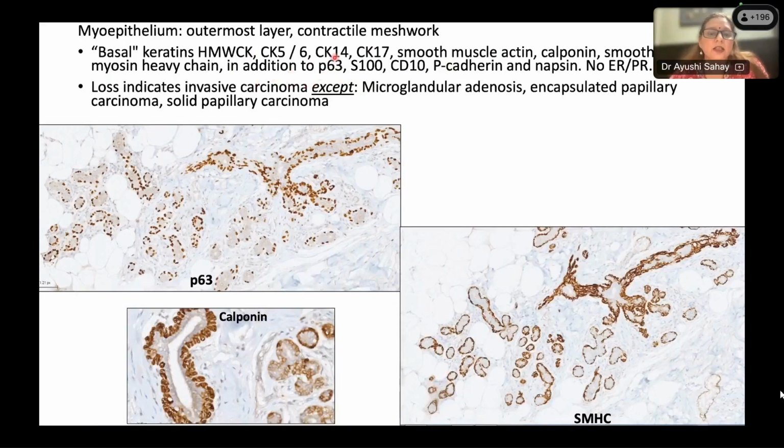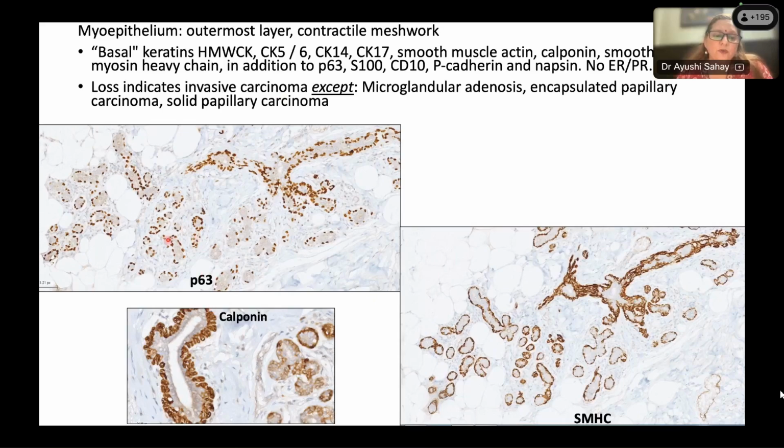Besides this, P63, S100, and CD10 can be present in the myoepithelial layer. So basically, you will be seeing in different classes that loss of this myoepithelial layer is important to diagnose certain lesions, especially invasive carcinoma. So how does this look?